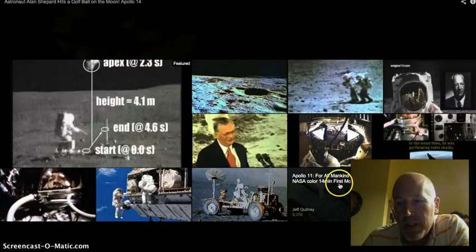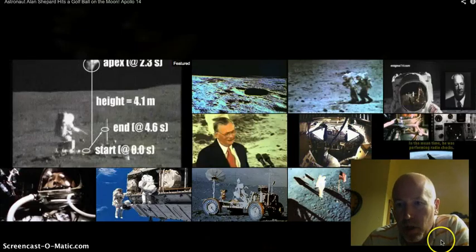So some of the information I saw said, well, he hit 3 times, but one of those times he had missed the ball and he swung again to hit it. So anyway, just a little moon trivia for you, and we are done.